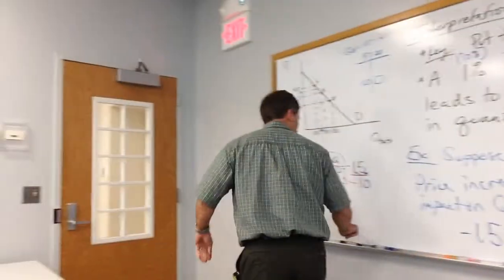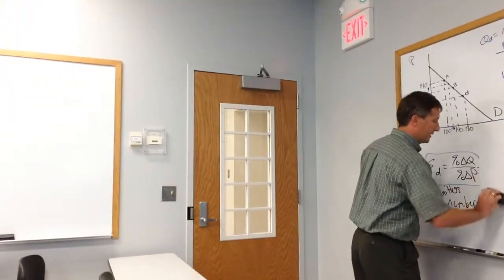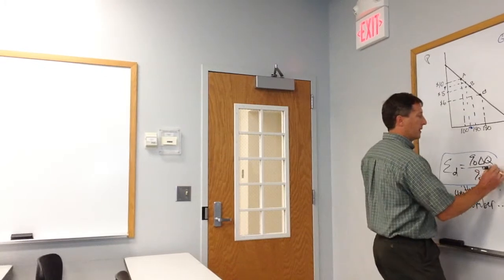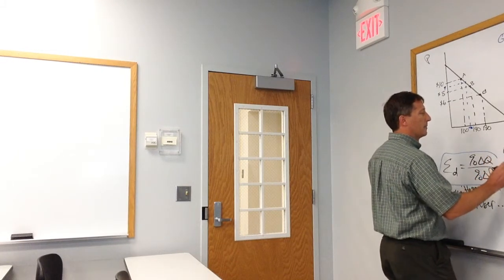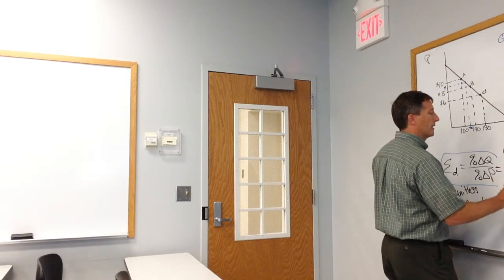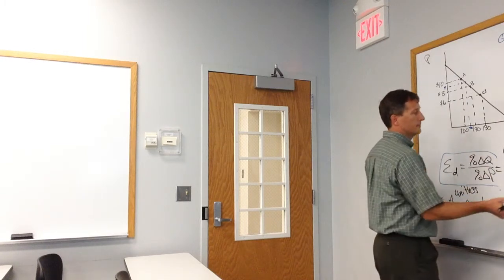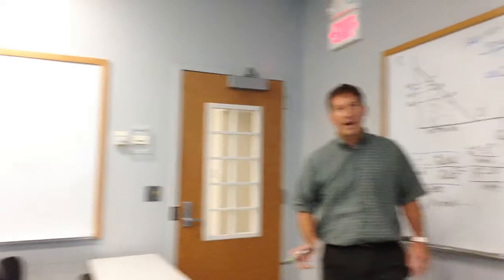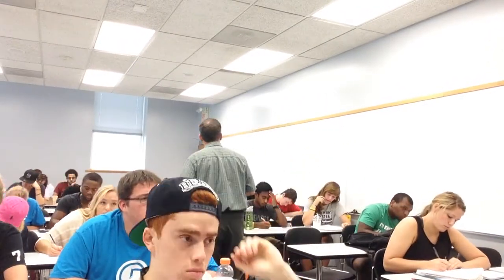Go back to the big ugly formula that you should have in your notes, which I will rewrite again here. It's the new quantity minus the old quantity divided by the average quantity, and the new price minus the old price divided by the average price. So plug and chug. Prove to yourself that it stays the same at 1.5.